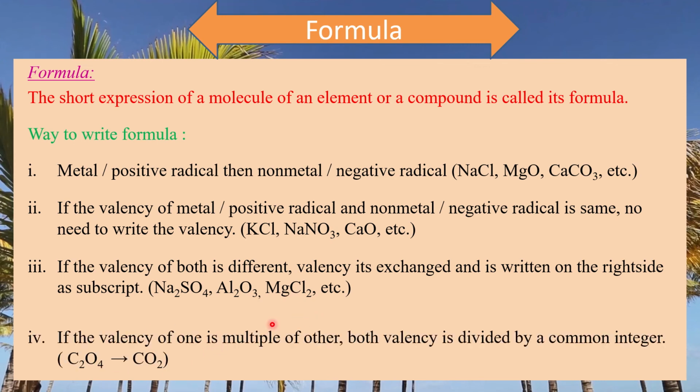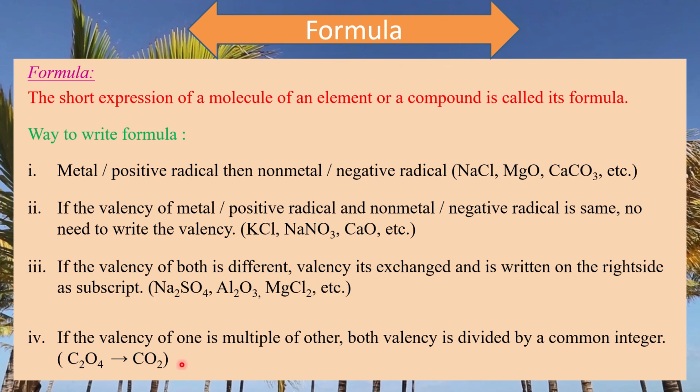If the valency of one is a multiple of the other, both valencies are divided by a common integer. For example, carbon dioxide. The valency of carbon is 4 and oxygen is 2. So here it is written C2O4, and 4 is a multiple of 2 and here the common integer is 2. So both valencies can be divided by 2 and it will be CO2, carbon dioxide.